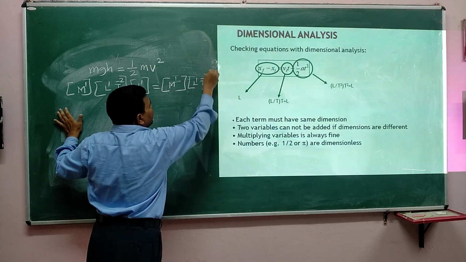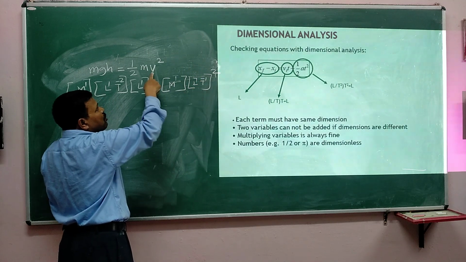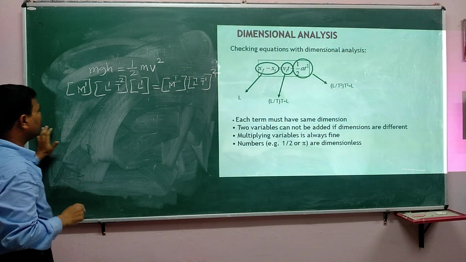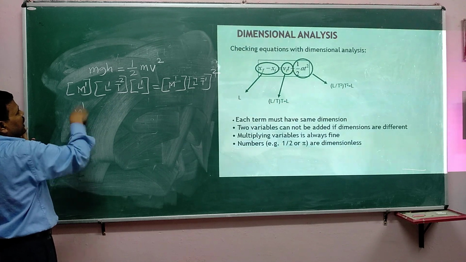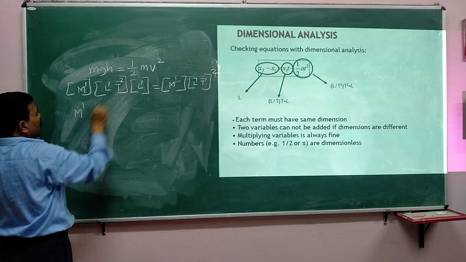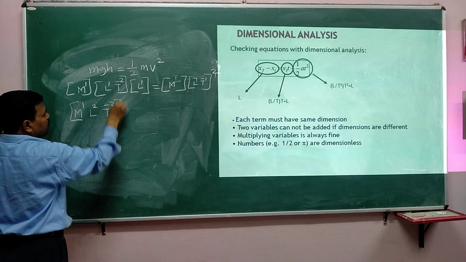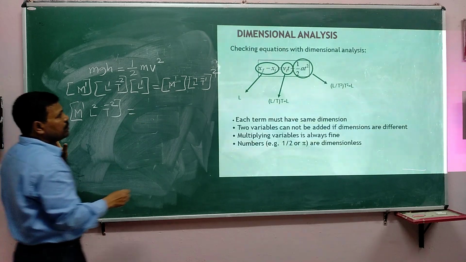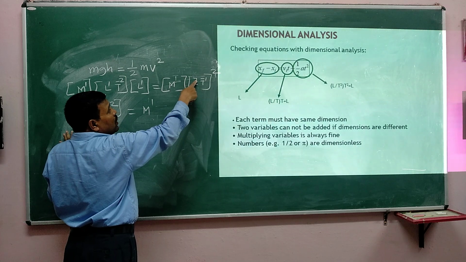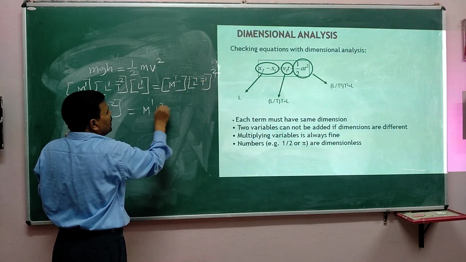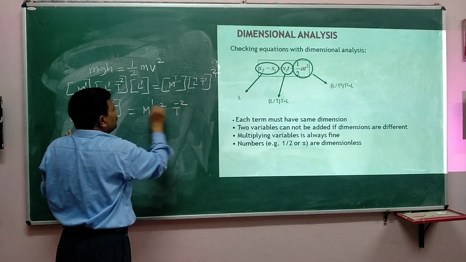Since square is there, I will write here square. This is the dimensional formula of velocity, meter per second. Then how do you write this one? We write M raised to 1. Here 1 plus 1 will become 2, and T raised to minus 2. And this is equal to M raised to 1, L raised to 1 into 2, L raised to 2, T raised to minus 1 into 2, minus 2.